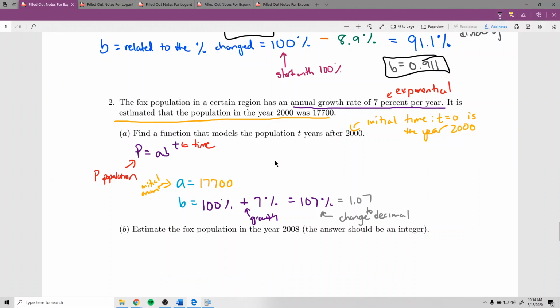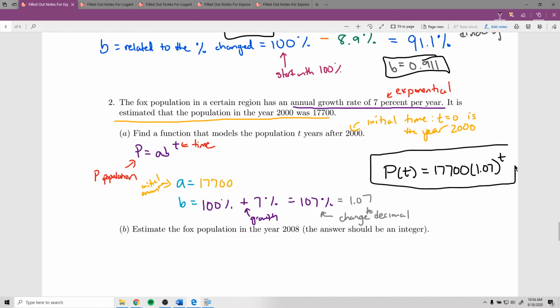But this time it actually wants the function. It wants the equation, so you cannot just write down what a and b are. You need to plug them in. So p of t equals a, 17,700, times b, 1.07 to the t power. Now, you cannot combine the 17,700 and the 1.07 because one is being raised to the exponent and one is not.